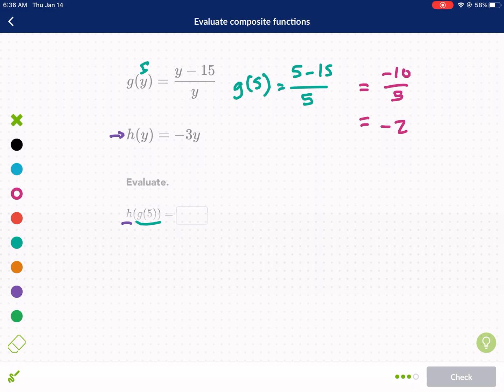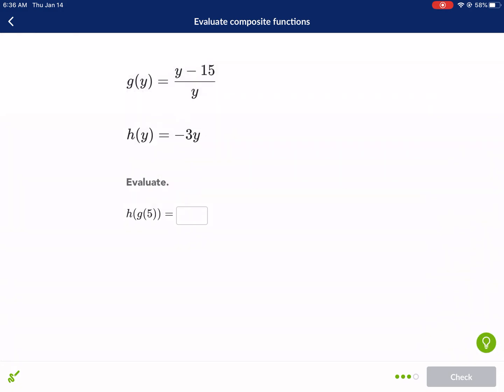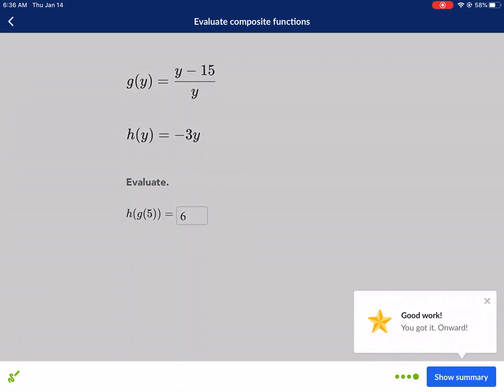We get negative 2. Now we're going to plug this into our outer function. So we get h of negative 2 equals negative 3 times negative 2. We're just plugging in negative 2 anywhere we see our variable, in this case the variable's y. If there was another y here, like plus y, we'd add another negative 2 there, but that's not the case. Okay, let's simplify here. Solve. We get 6 equals h of negative 2. Negative 3 times negative 2 is positive 6, and that is our answer that we plug in there. 6. Check that answer, and there we go.